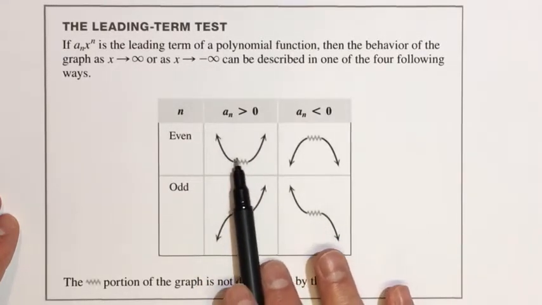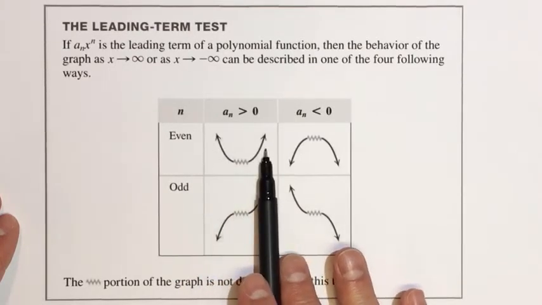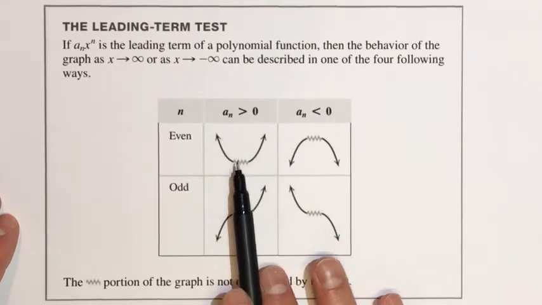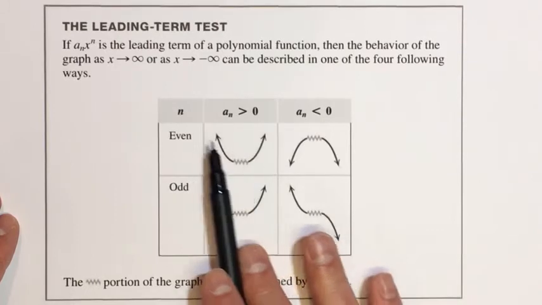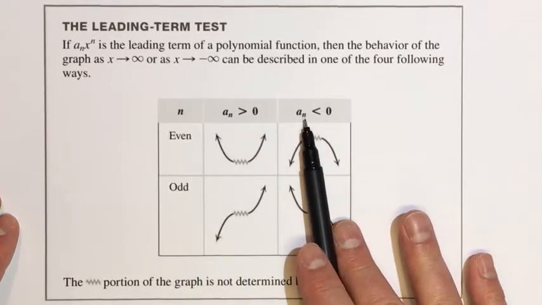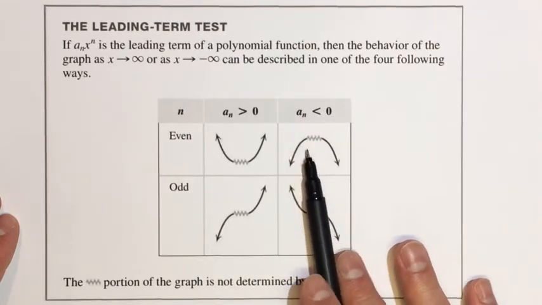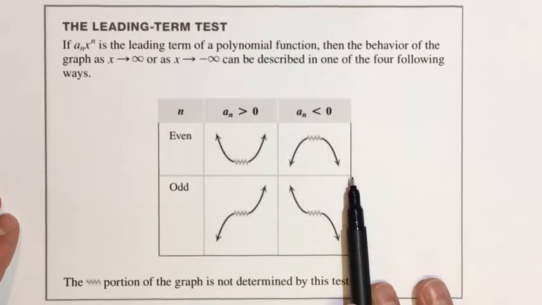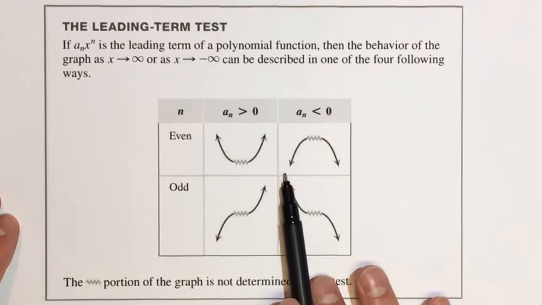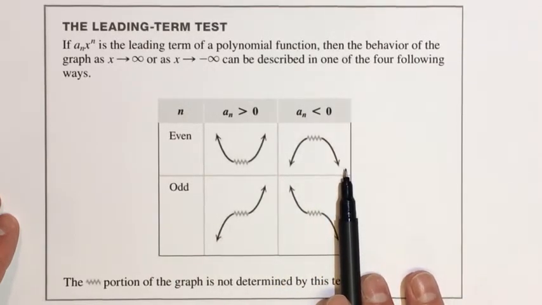We don't really know from the leading term test what's happening in between, but on either end of the graph, the left end and the right end, the graph is going to be going up under these conditions. Now if the degree of the polynomial function is even, and if the leading coefficient is negative, in other words, if it's less than 0, then the end behavior is going to be down on the left and down on the right, okay? So as x goes to negative infinity, y goes to negative infinity. And as x goes to positive infinity, y goes to negative infinity.